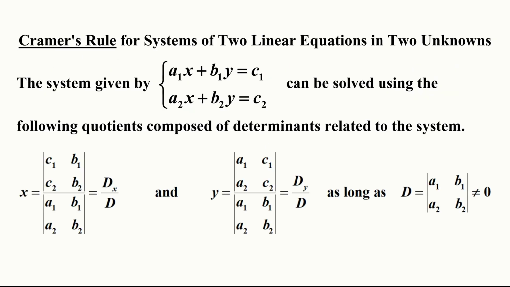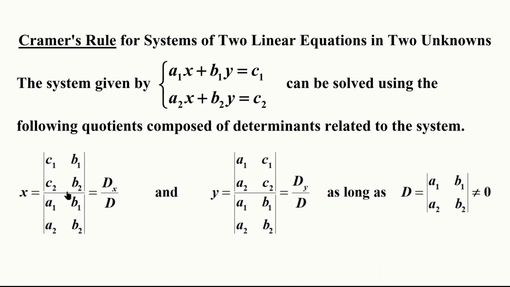Next, we're going to look at the rule that's going to help us solve systems of linear equations. First, we'll start with two linear equations in two unknowns, and it's called Cramer's rule, and basically it states that this kind of a system, composed of two linear equations, a1x plus b1y equals c1, a2x plus b2y equals c2, with of course a, b, c with the subscripts being the constants and x and y being our variables, can be solved using the following quotients.